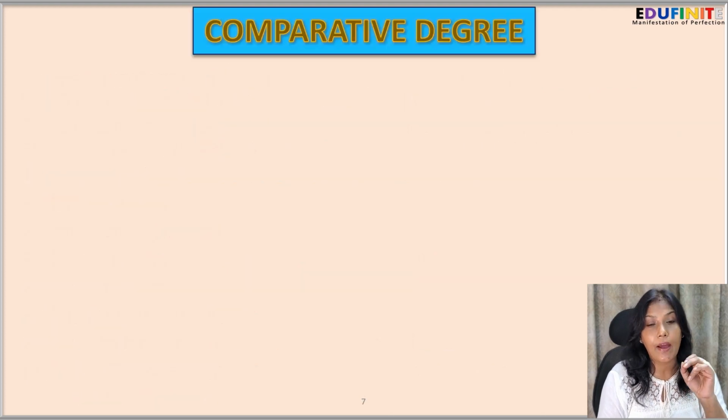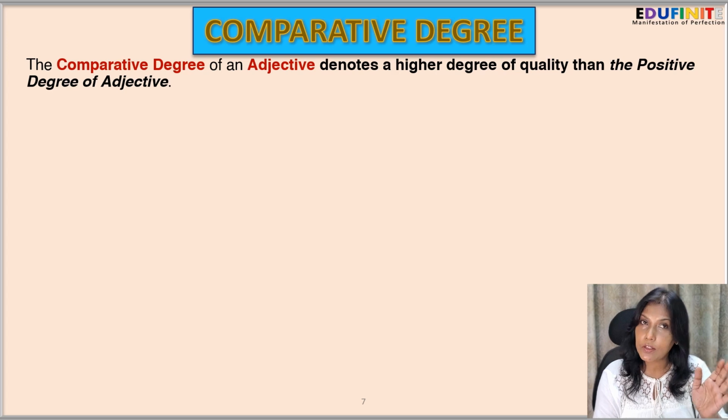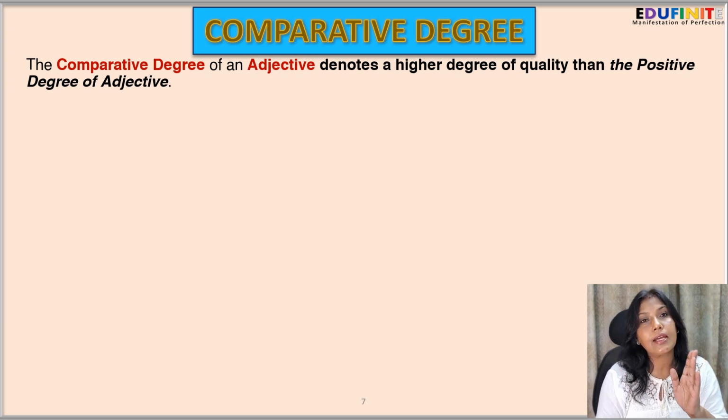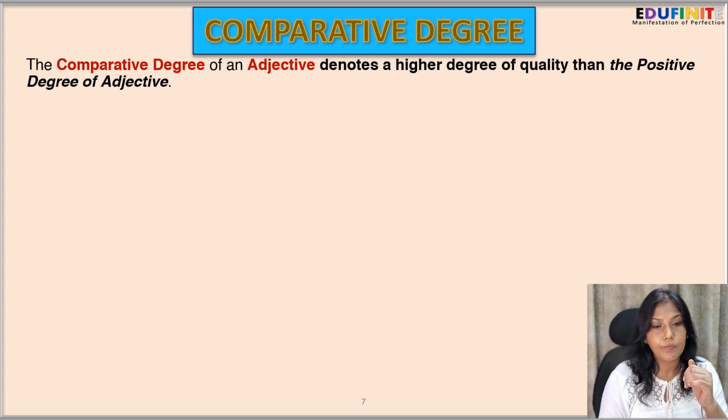Next, we come to comparative degree. Now, what is comparative degree? The comparative degree of an adjective denotes a higher degree of quality than the positive degree of adjective. So we have read about the positive degree. Now we see that the comparative degree of the adjective is a little higher than the positive degree.